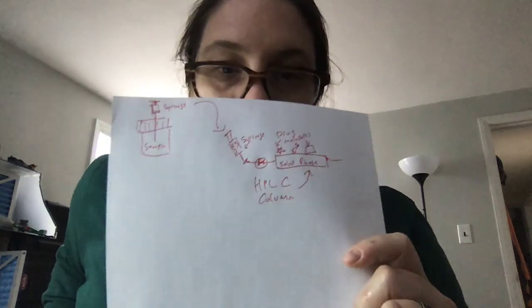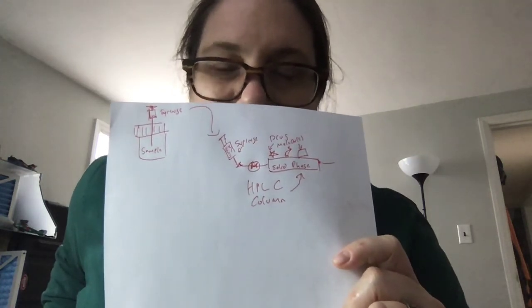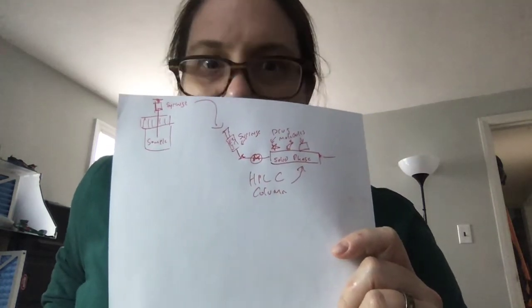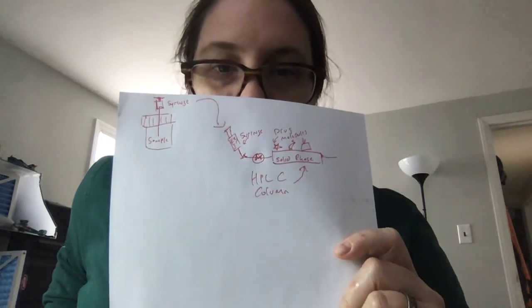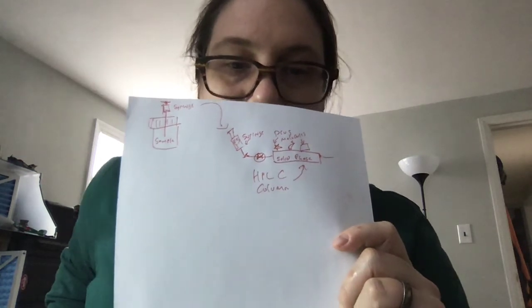And so we have that syringe and there's going to be all kinds of different sugars and aldehydes and all these different things. And we're going to have to figure out how to separate them. The way that we're going to separate them is we're going to use chromatography.